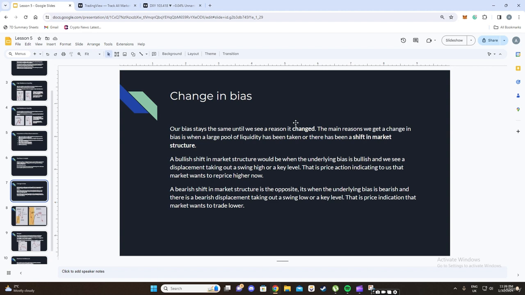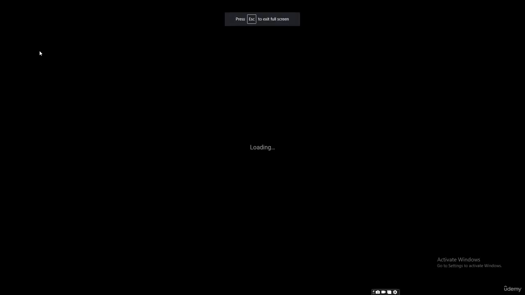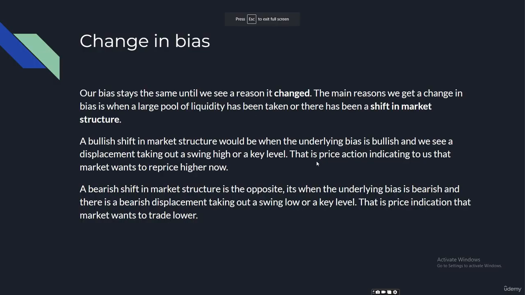A bullish shift in market structure would be when the underlying bias is bullish. That means price has already taken out some sort of sell stops, and you can expect price to trade higher. That's the underlying bias. Means it's underlying. So after you've seen price take out that sell stop or fill that inefficiency, what you'd want to see is a displacement taking out a key high. And that is price action indicating to us that the market wants to reprice higher now.